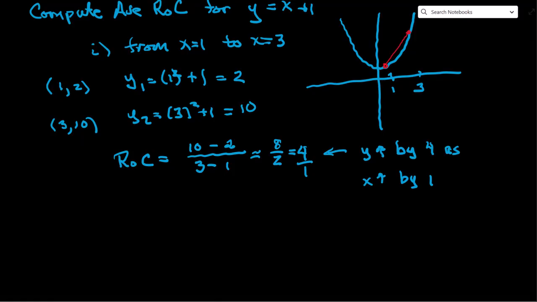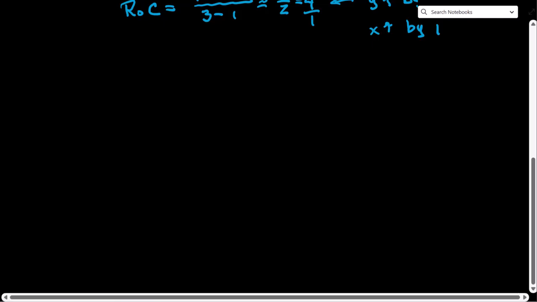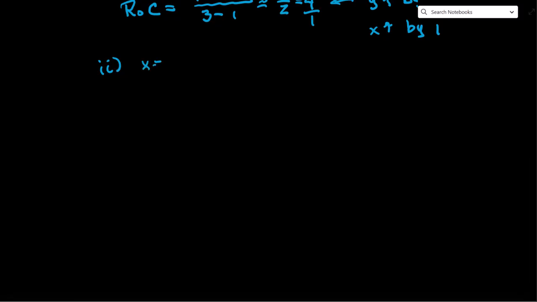Now, because this is a parabola, we need to be mindful that this change won't be the same everywhere. If you take a look at the slope of a tangent line here, that's going to be different from the slope of a tangent line here. The slope, the rate of change, is constantly taking on a different value as we move from one x value to another. For example, let's continue using our y equals x squared plus 1. And in this second case, let's consider x equals 3 to x equals 5.